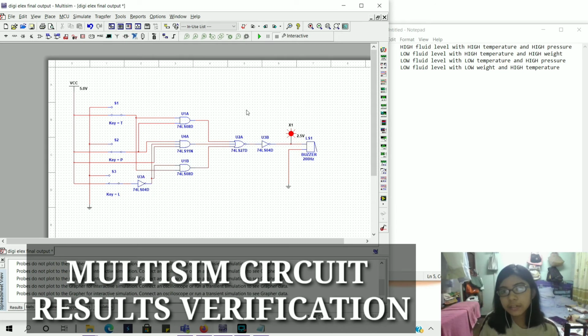On the next condition, there is a low fluid level, high temperature, and high weight. According to the principles of physics, pressure is directly proportional to the weight. So that is why pressure and weight are considered as one on this input. So if we play the simulation again, this will trigger the probe and the buzzer again.